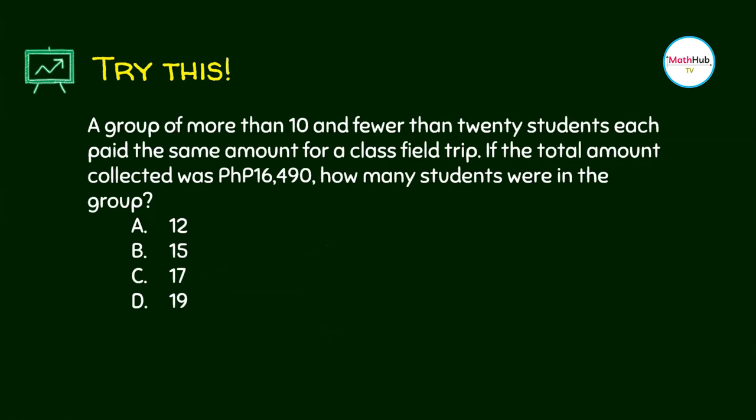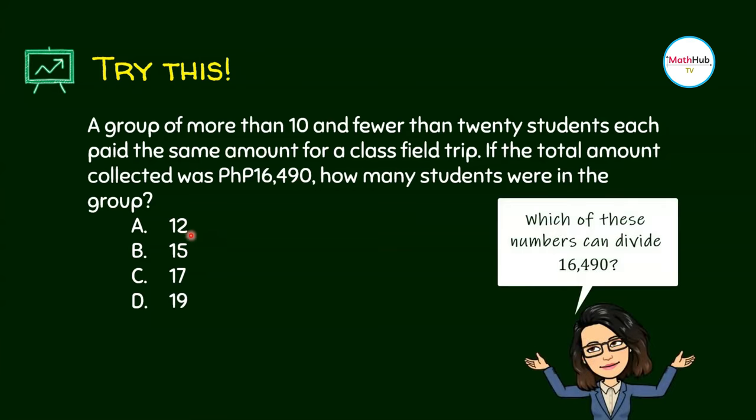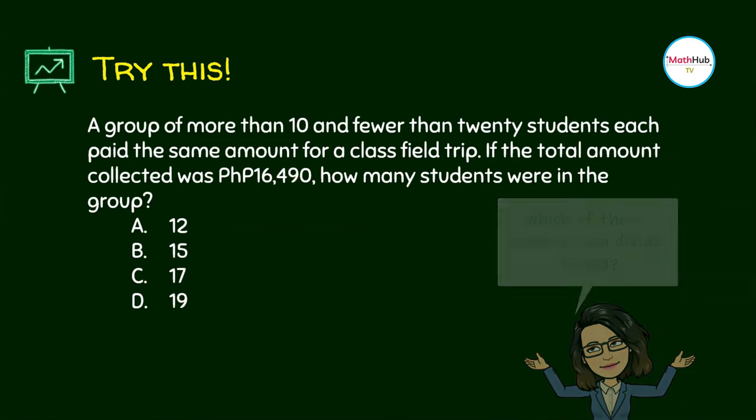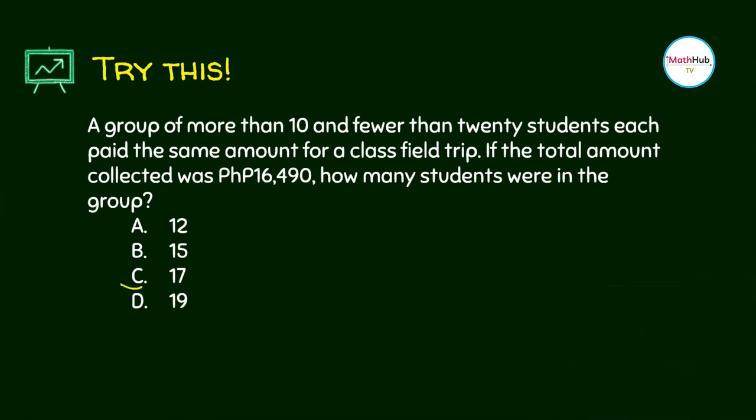A group of more than 10 and fewer than 20 students who pay the same amount for a class field trip. If the total amount collected was 16,490, how many students were in the group? So for this one, we have no other option but to check which of these numbers can divide 16,490. The answer is letter C, 17.